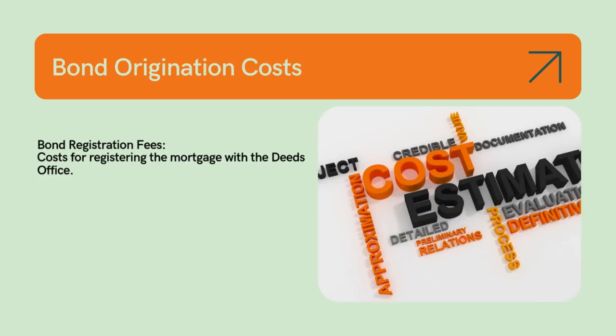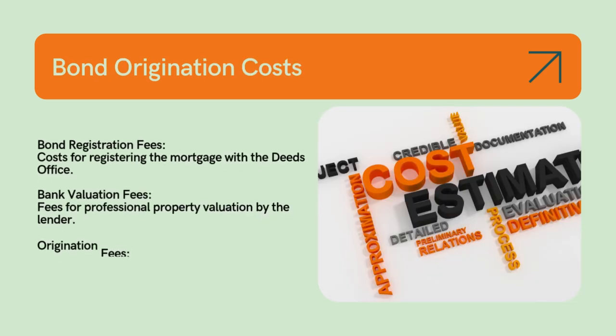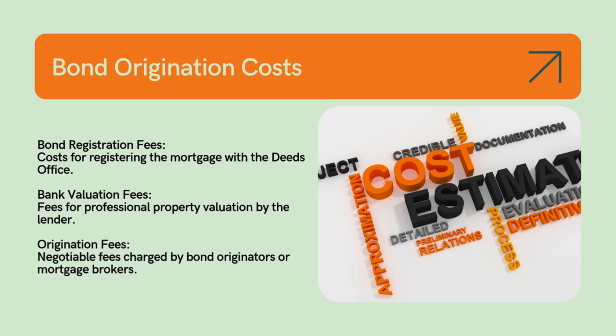When applying for a bond or mortgage, you'll encounter several additional costs such as bond registration fees, bank valuation fees, and bond origination fees. Some of these costs may be negotiable and some may be included in the overall capital, so it's worth comparing rates across different lenders to secure the best deal.